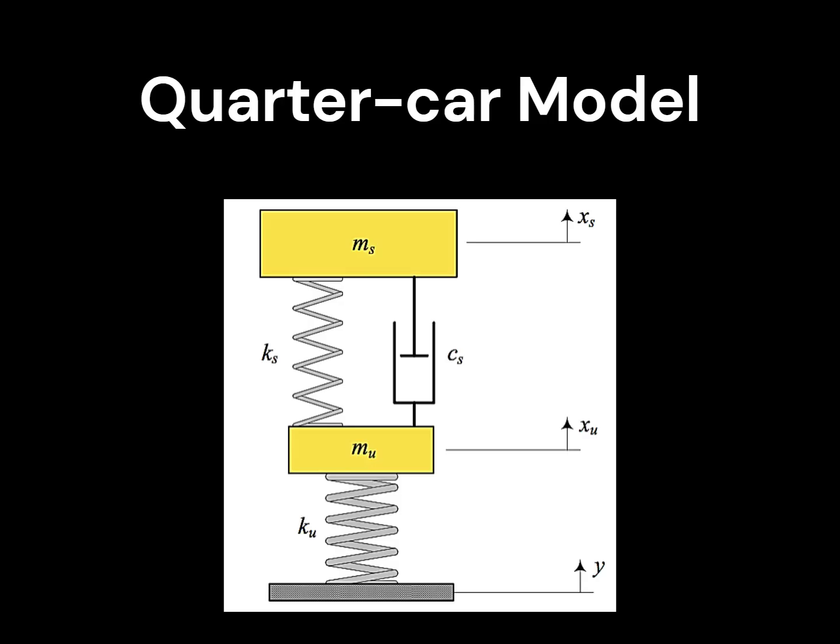The standard model for modeling a car's dynamics is the quarter car model. It has 2 degrees of freedom. The MS is a quarter of the car's body, as well as the passengers and cargo, and MU is the unsprung mass, being the wheels, tires, and axle. The KS and CS are the suspension of the car, so the stiffness and the damping of the car's suspension, and the KU is the stiffness of the tires.